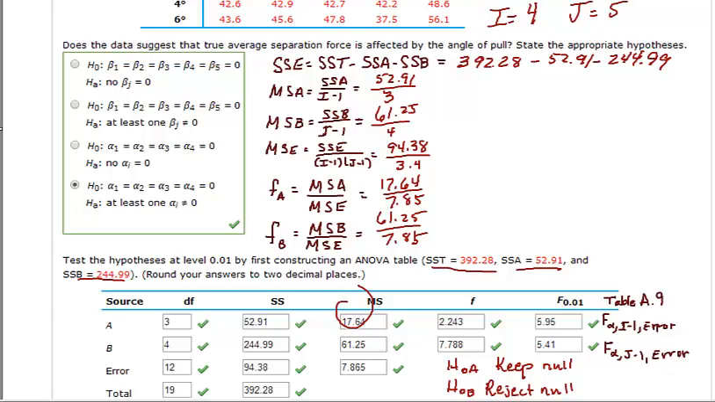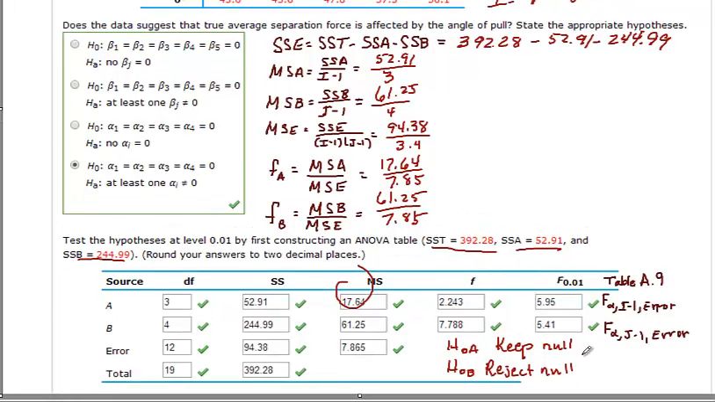And I think their question actually just asked me about the A part, so I didn't have to discuss this part because it wasn't listed in my problem. So anyway, that's it for that one.